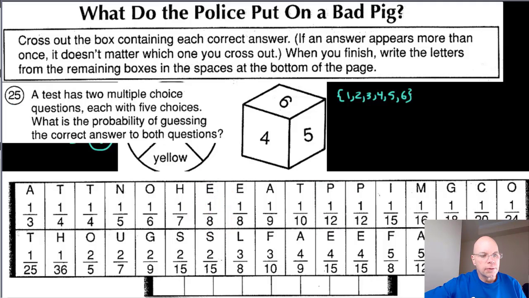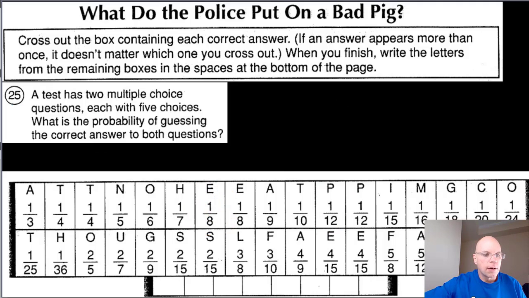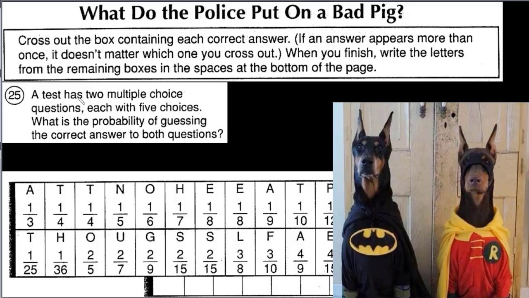The other problem I'd like to do with you is this word problem, problem 25. A test has 2 multiple choice questions, each with 5 choices, like A, B, C, D, E. What is the probability of guessing the correct answer to both questions? And the probability of guessing the correct answer to both questions will be the probability of guessing correct on each one and then multiplying those probabilities together like we did on the previous problem. So try this one during the pause and then come back and see how you did. Paused.